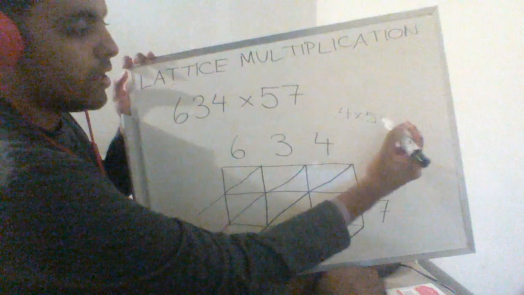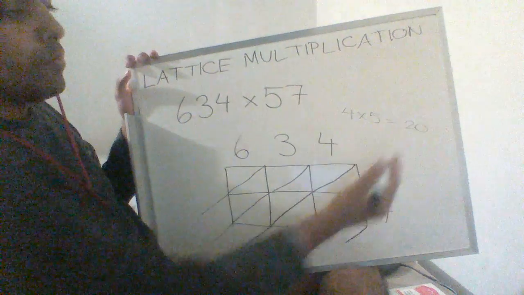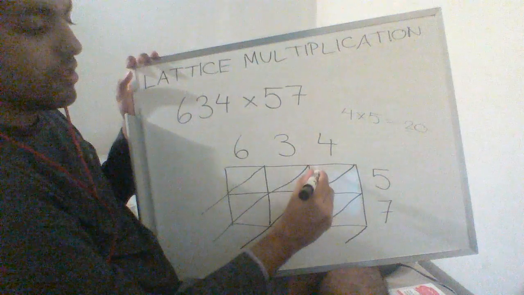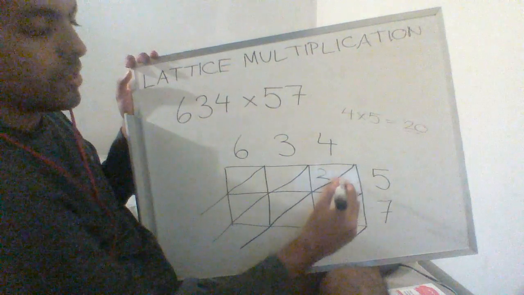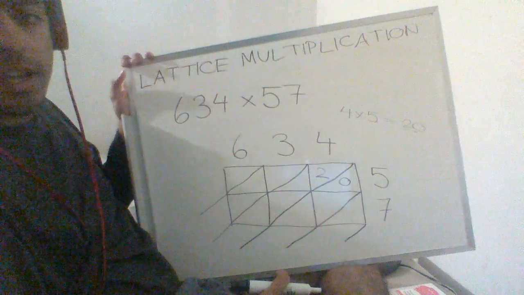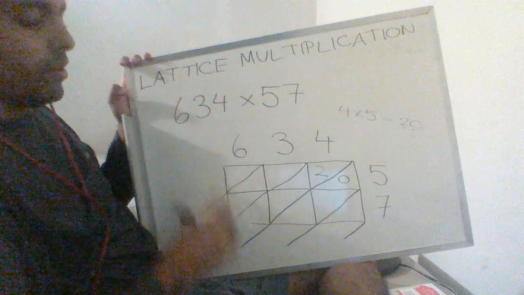That's an E, not an equal sign. 4 times 5 is 20. So because we've got the 2 in the tens place, the 2 will go right here, and we've got a 0 in the ones place, so the 0 will go down there. Alright, so we're going to do that same process for all of these other numbers.